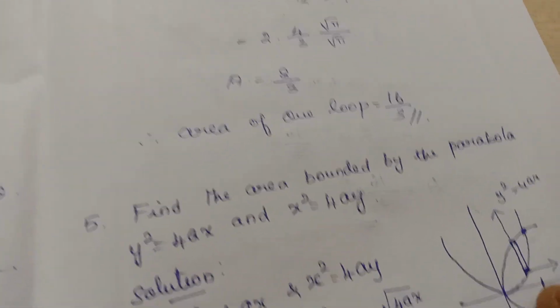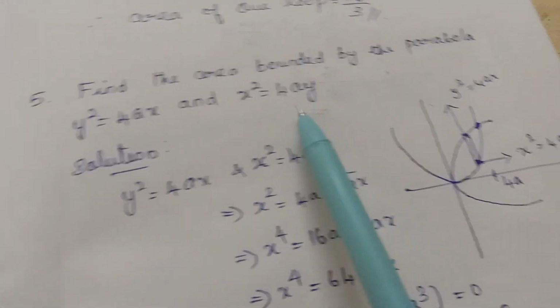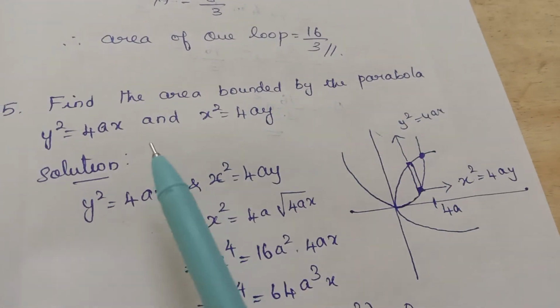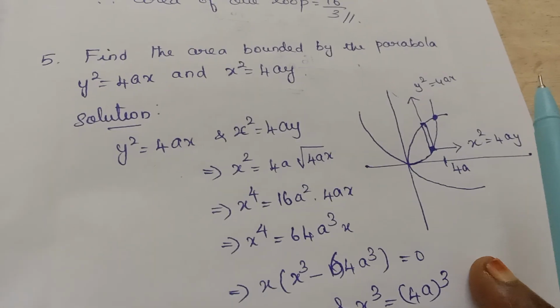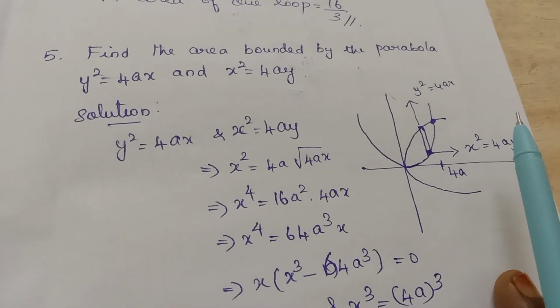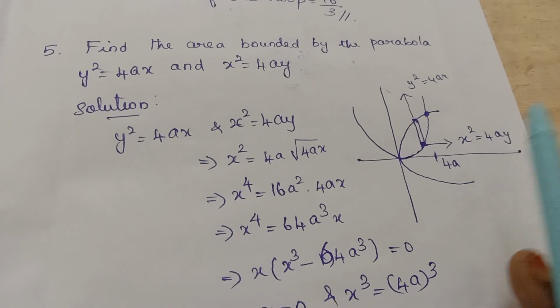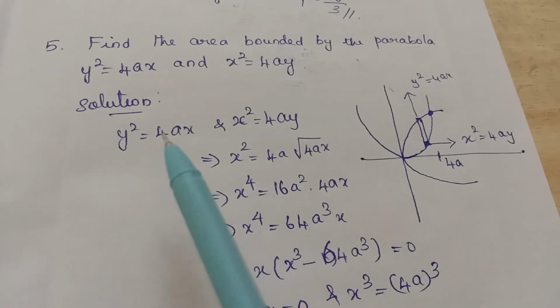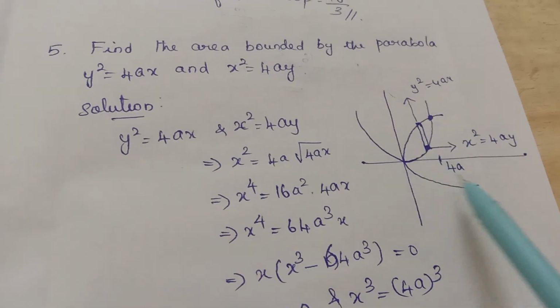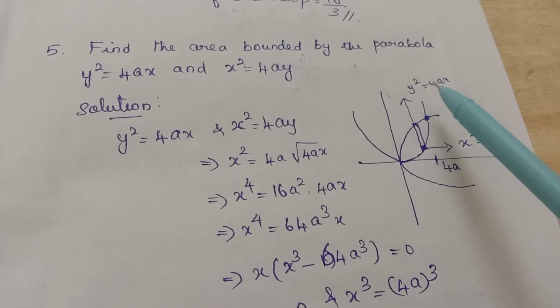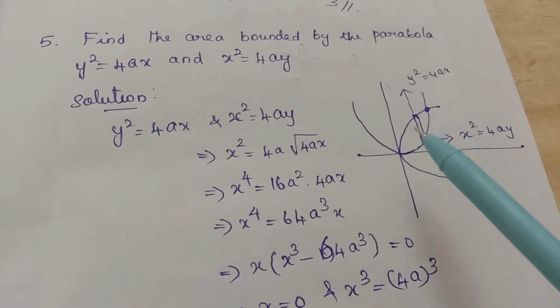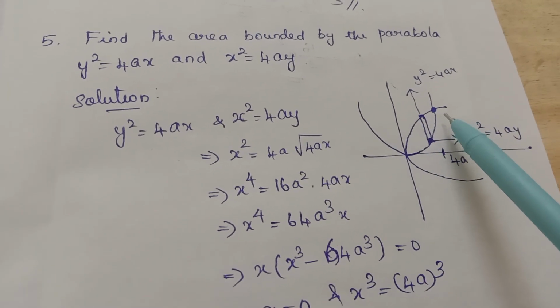Next one is find the area bounded by the parabola y square equal to 4ax and x square equal to 4ay. This is a very common problem which is frequently asked in any type of exams you face. See, y square equal to 4ax means open right side, x square equal to 4ay means open upward, isn't it? So this common area we have to find.